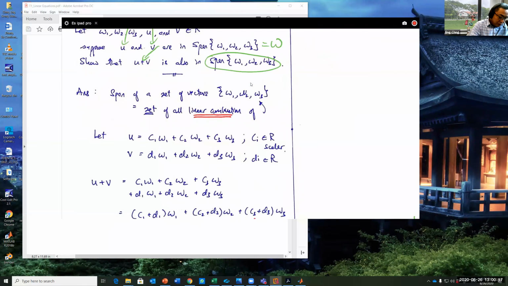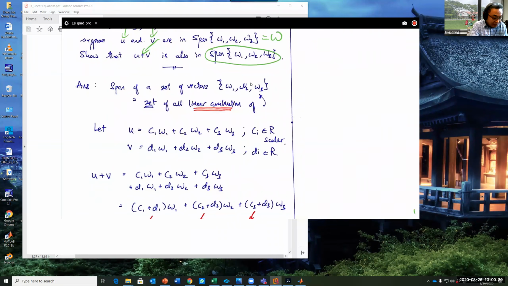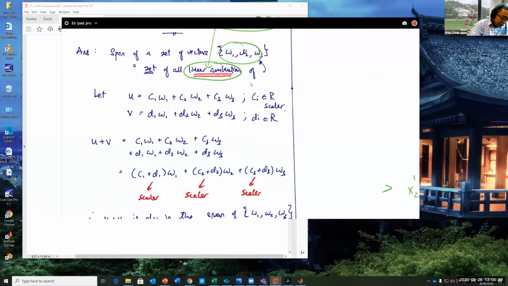All right. So to answer the question, we have to really understand what is span. Span is nothing but a linear combination of these three vectors, okay? And how to produce a linear combination? Let's take U first, and say let U be some constant 1 multiplied by W1, some constant 2 multiplied by W2, some constant 3 multiplied by W3, where the constant is a scalar. So that's the definition. And we are adding them up, which is the definition of combination. So we are adding linear combinations.